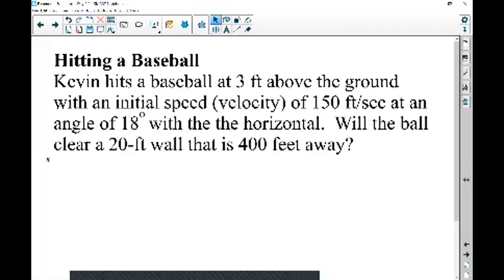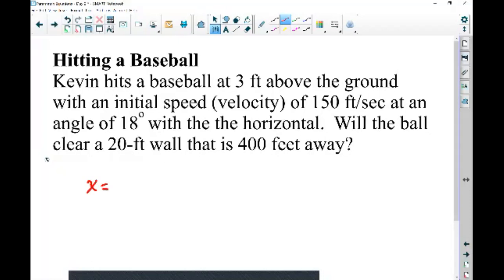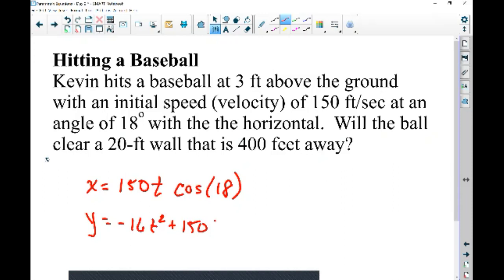All right, so in a similar situation, we're going to use parametric equations. So x is equal to the initial velocity, and I'm going to put the t here so I don't confuse it. It's not part of the cosine function. And then our angle is 18 degrees. And for y, same thing. I'm going to put the t with the initial velocity.